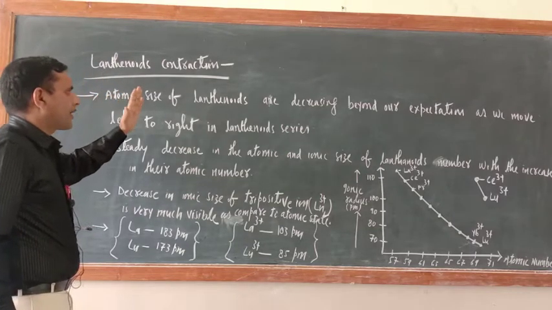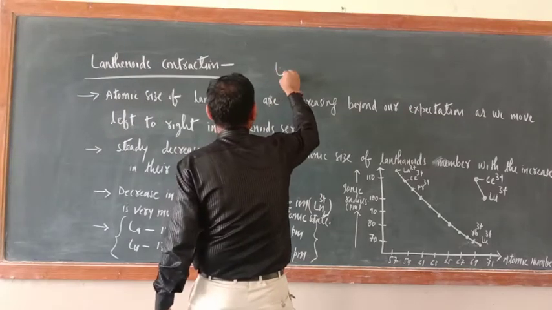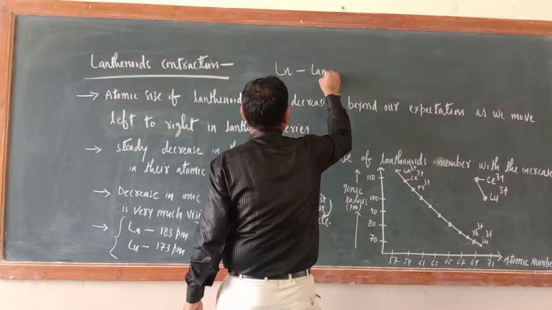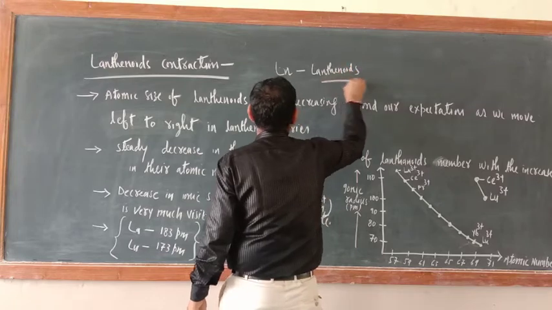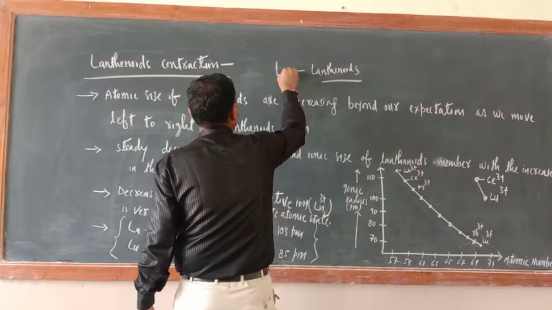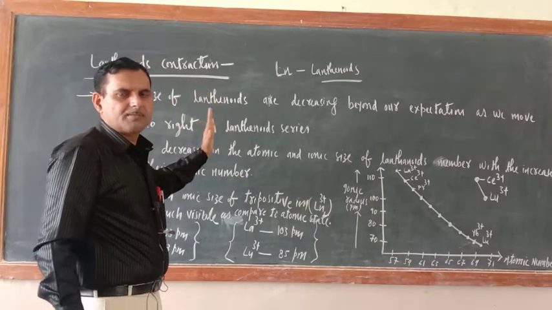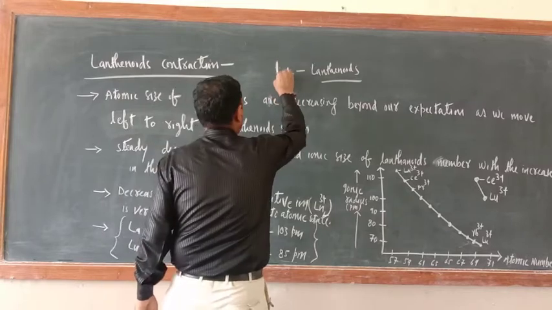that is lanthanoid contraction. Lanthanide members can commonly be represented by Ln. So Ln means lanthanoids, so don't get confused. Wherever the Ln word is there, it means all the members of the lanthanides are included in Ln. No problem at all.